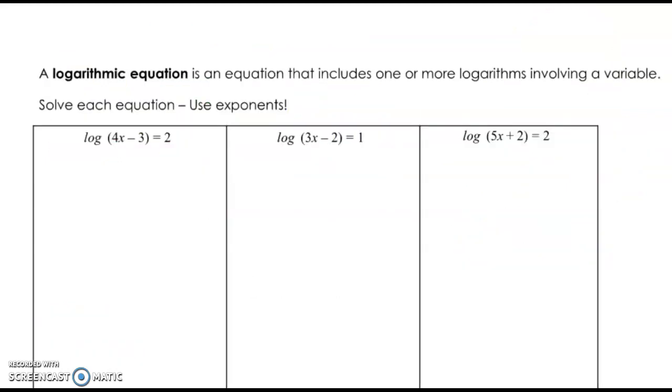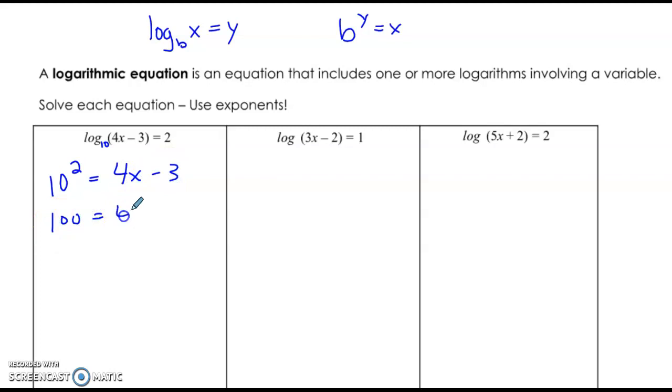Solving logarithmic equations. So remember, we can put them back into exponential form, okay? Use exponents to solve the equation. So just keep in mind, logarithm base b of x equals y can be written as b to the y equals x, okay? Now remember, if there's no base, it's a 10. So we can rewrite this one, 10 to the second equals 4x minus 3. And solve. So add your 3, divide by 4.